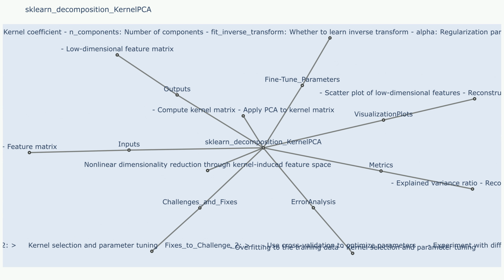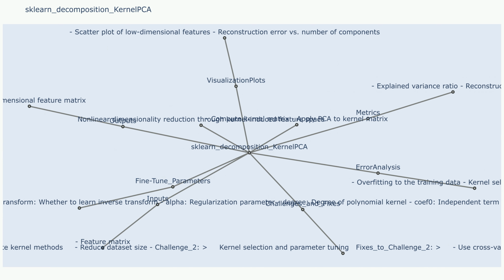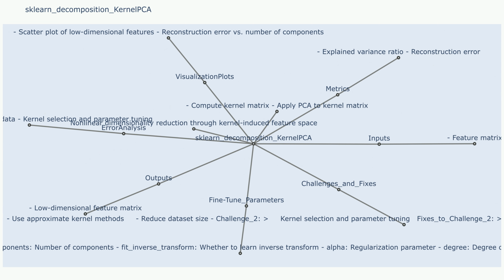Outputs: X transformed, a NumPy array containing the transformed data in the lower dimensional space. Each row represents a transformed data point. Lambdas, a NumPy array containing the eigenvalues of the kernel matrix. These values represent the variance explained by each principal component.